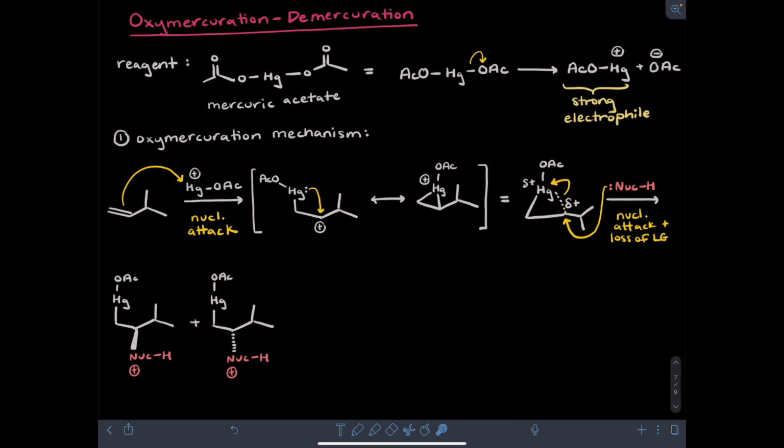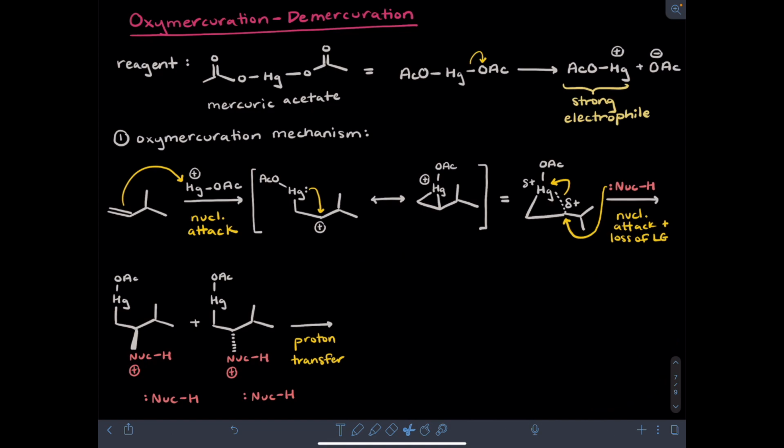After this nucleophilic attack, there would be a new carbon-nucleophile bond at the more substituted carbon, and the less substituted carbon retains its bond to mercury. The more substituted carbon is now a chiral center, and so I need to draw my new bond to the nucleophile as either a wedge or a dash. If the nucleophile was neutral starting out, it is now cationic in this intermediate.